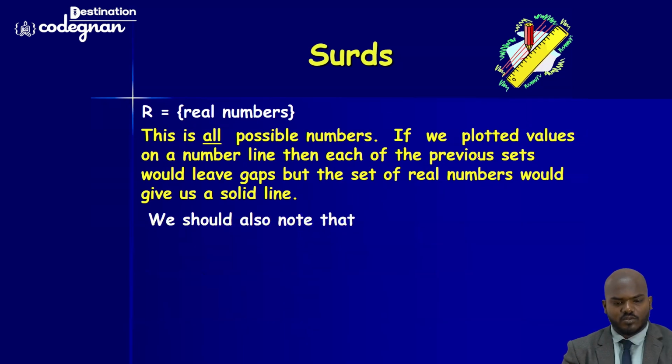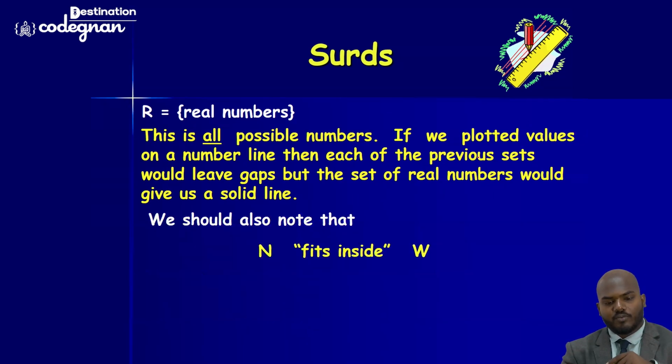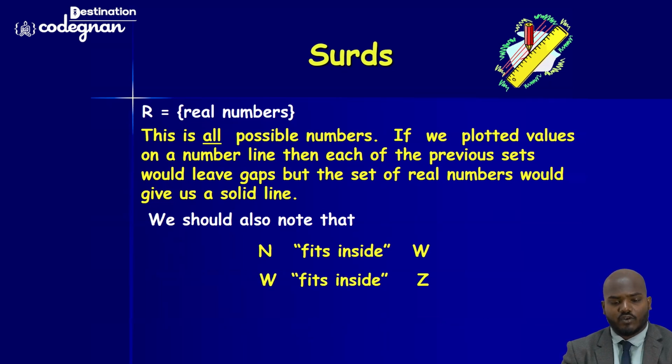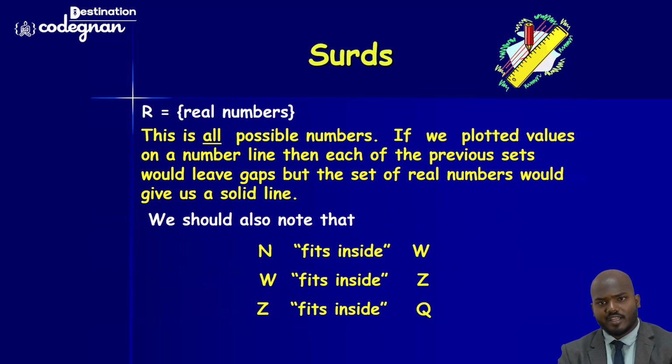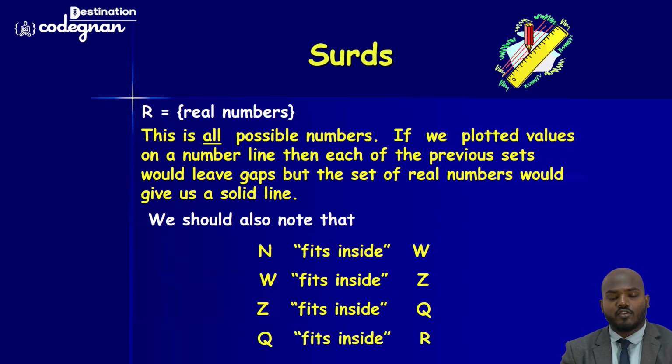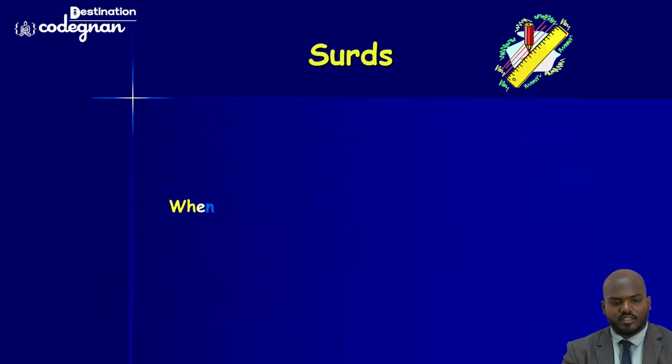So going to this one, guys, N fits W. N stands for the natural numbers, W stands for the whole numbers, and W fits inside Z. Z stands for the integers. And Z fits Q, which indicates the rational numbers. The integers will fit inside the rational numbers. And Q fits inside R. That is, the rational numbers fit inside the real numbers. That's what is given here.